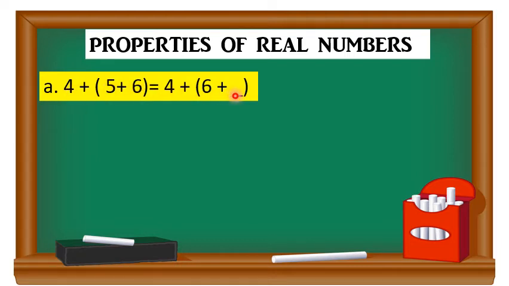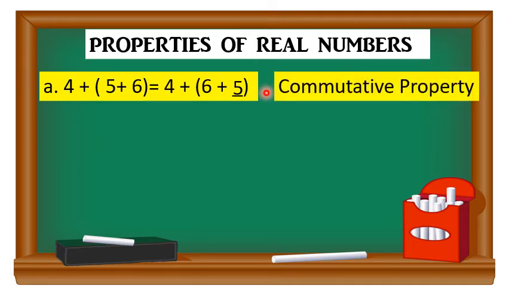It is 5. And then, what do you observe sa ilaha? So, in the first expression, what did you observe to the second expression? Gibaylo lang ang position ni 6 og ni 5. Therefore, what do you call that property? Nga kanang ibaylo-baylo lang nimo sila, class. It is commutative property. Very good.